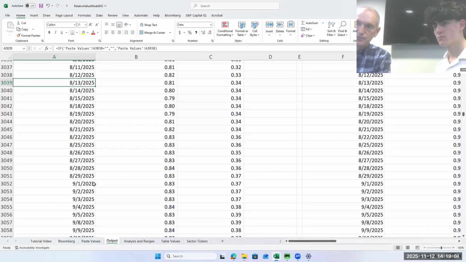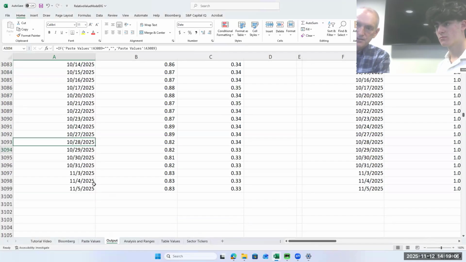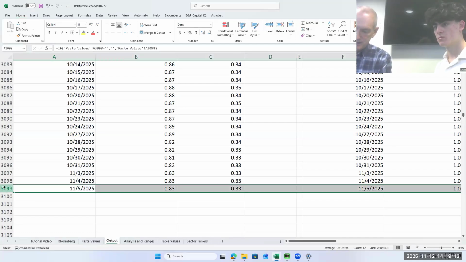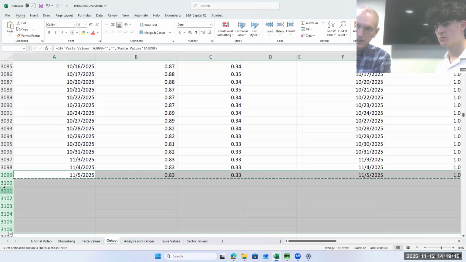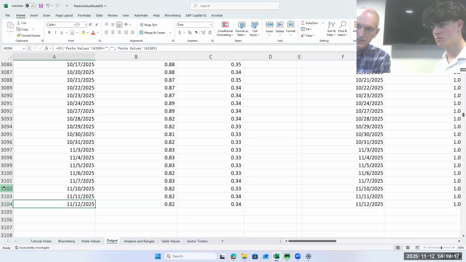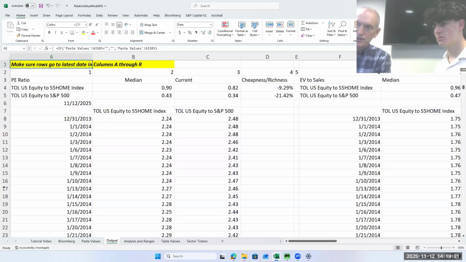So it'll stop at November 12th. You notice this stops at the 5th. That's because last time I ran this, it was a few days ago. So I'm going to click on that and copy down to November 12th. And there it is. And so I've got my data through November 12th.